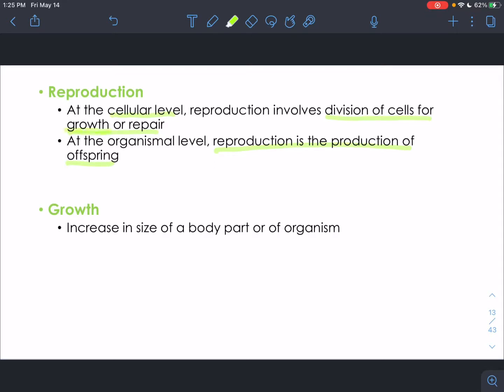But also, when you're a little baby, obviously you're bigger now, so your ability to grow is a result of the reproductive nature of your cells. And then growth, which is kind of what I just talked about there, is increasing the size of a body part of an organism. So this is more when you're a baby. Division of cells for growth or repair is reproduction. Increasing the size of a body part is growth here. So I'm sorry, I got that a little mixed up. But yeah, when you're a baby, you're small. You get bigger, so your ability to grow is another necessary life function. Okay?